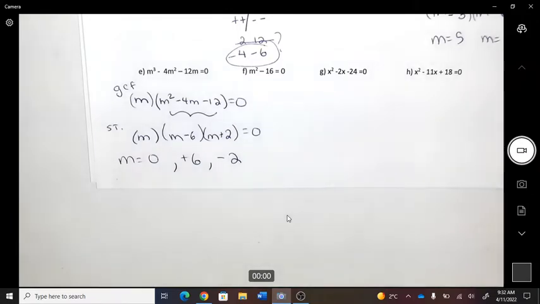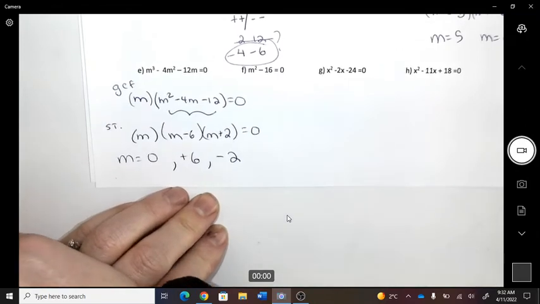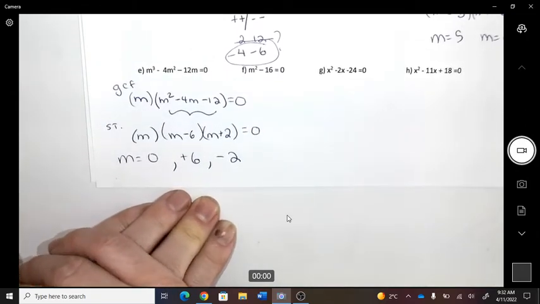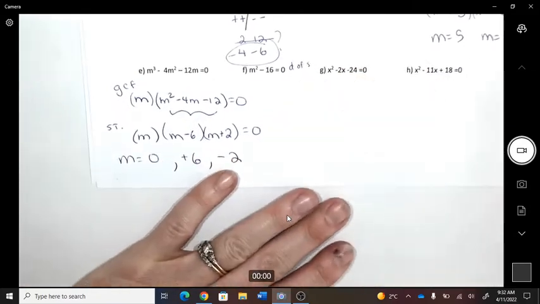Okay, F is another style. We haven't seen it yet. Which style is F? It would be a difference of squares.